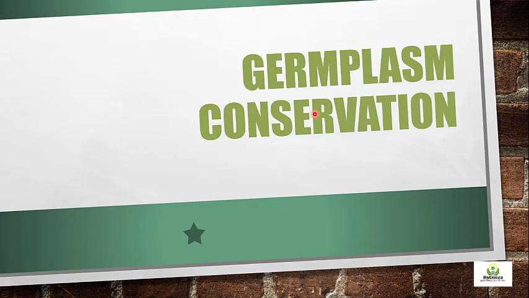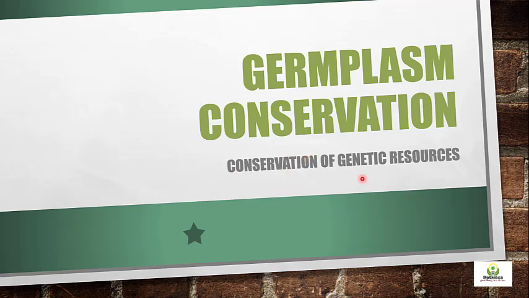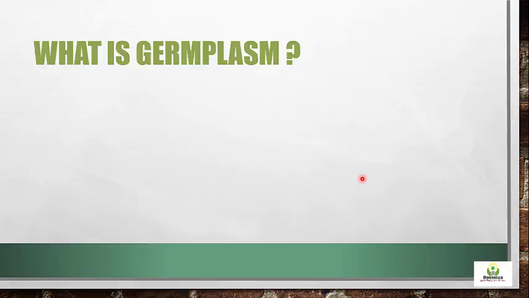So now we are going to consider why there is a need of germplasm conservation and how we are going to conserve the germplasm of a particular species. In other words, as the tagline indicates, it is the conservation of genetic resources. Those genetic resources may be in any form, but they should be viable, living, so that whenever we need them, we can grow them and use them for our experimental purposes.